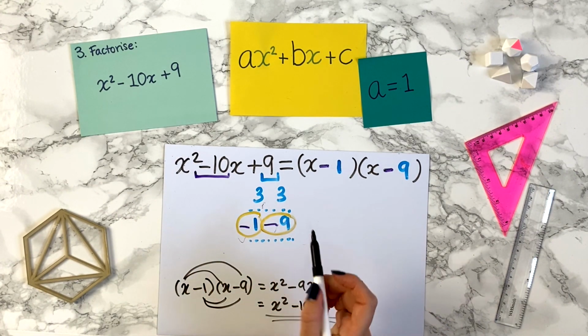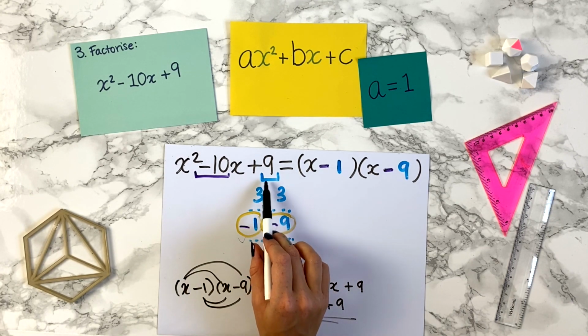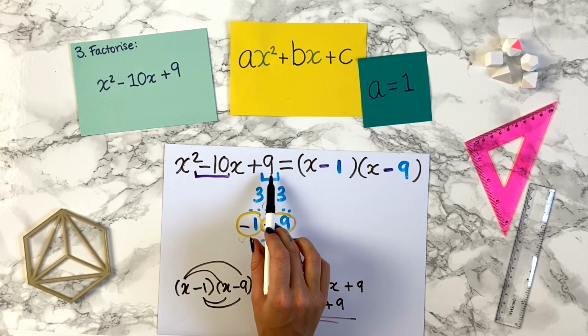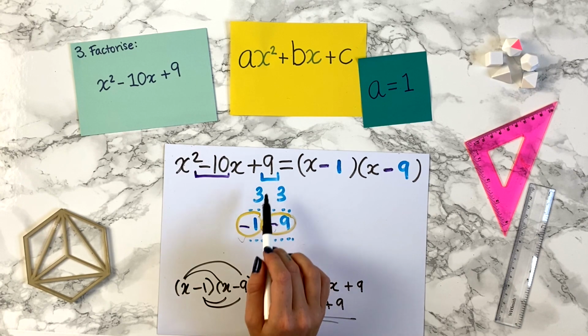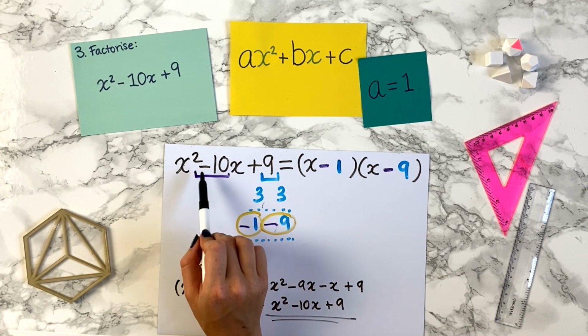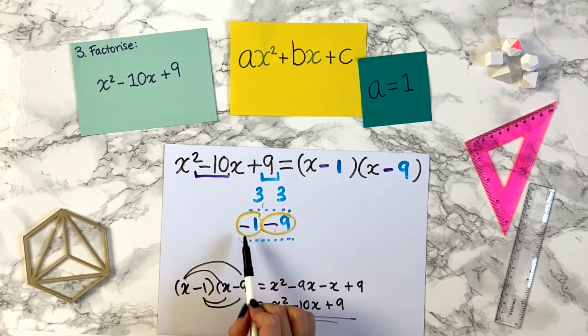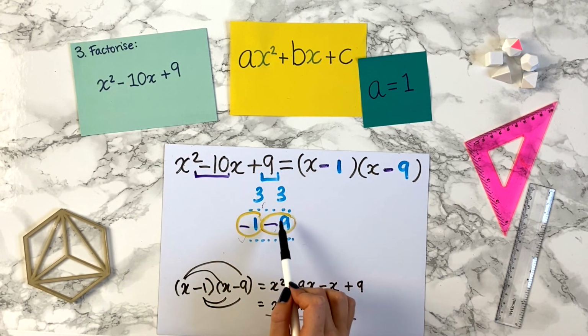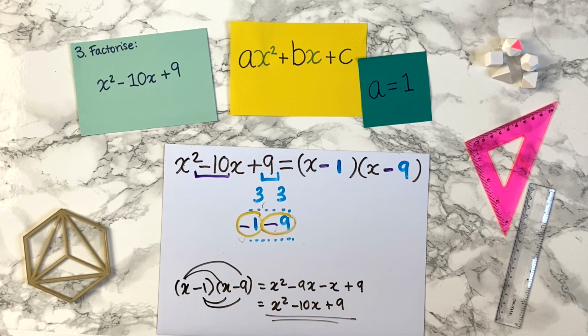So just remember, you're looking for pairs of numbers that multiply to give you this final term on the end here, this number here, and then you want to find ways to add and subtract to give you the number, including the sign, before the x. Once you've found that, you just copy the first term into the first bracket and the second term into the second bracket, and you're done.